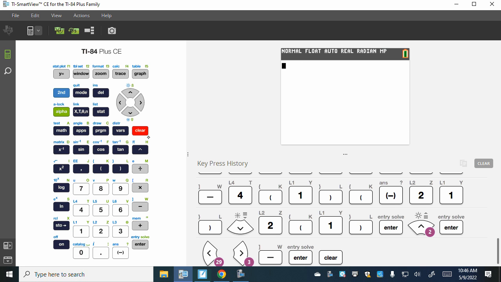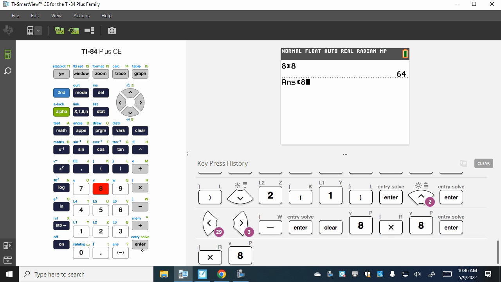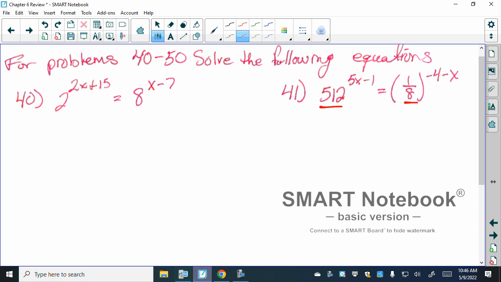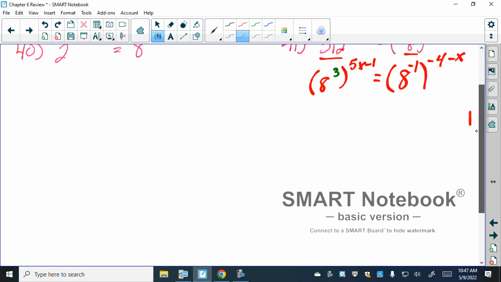So if we do 8 times 8, we do get 64. If we multiply it by 8 again, we get 512. So we could have rewritten 512 as 2 to a power, or we can rewrite it as 8 to the third power. And this would be to the 5x minus 1. Now we can rewrite 1/8 as 8. We can move it from the denominator to the numerator, but it means the exponent is going to go from positive to negative. And since 8 wasn't to any exponent, it's just going to be to the -1.